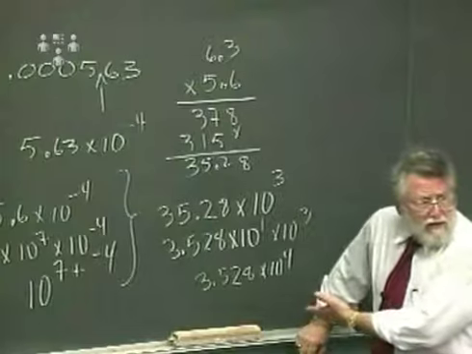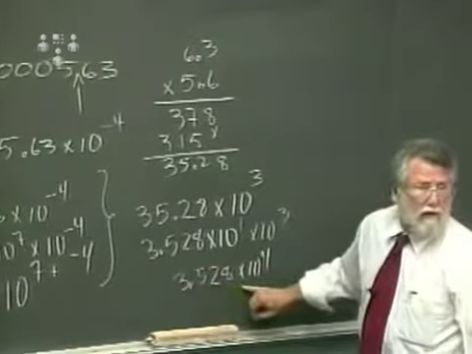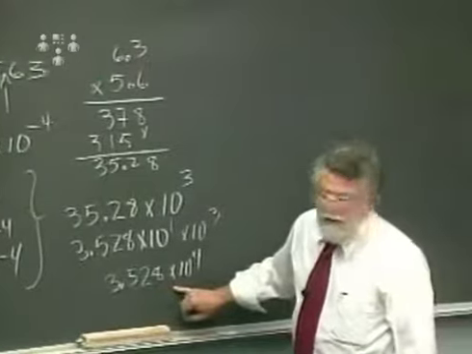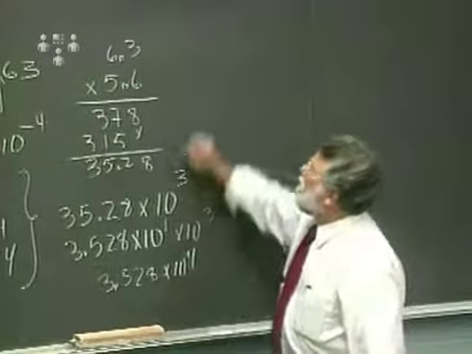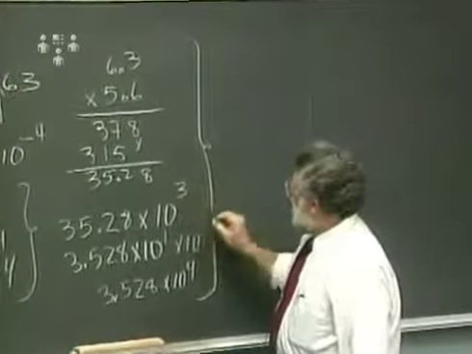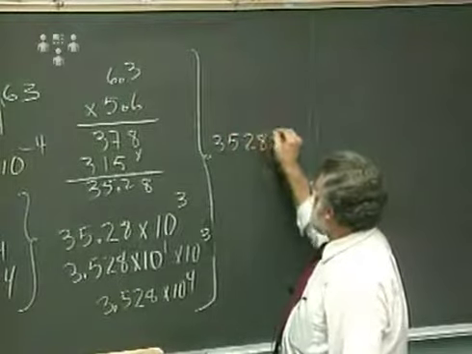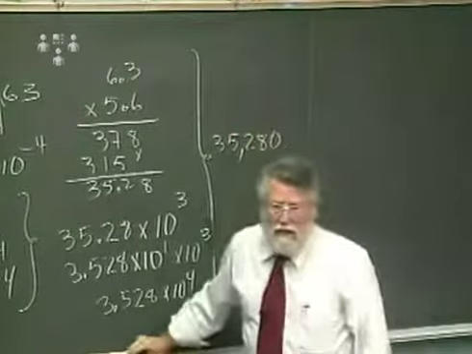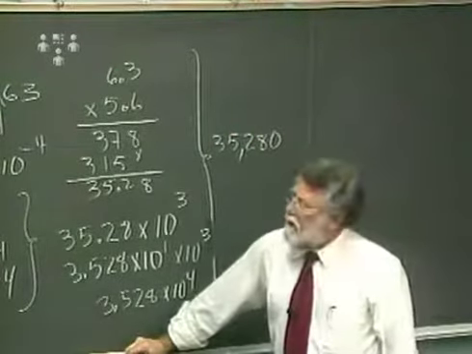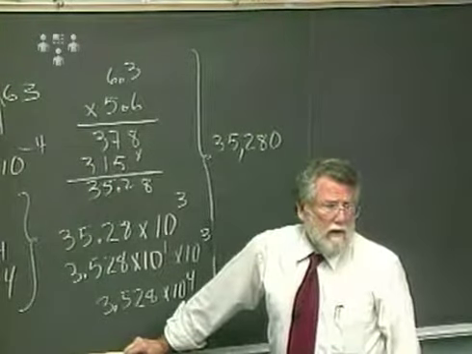If you want it in positional or standard form, the decimal's going to go over 4 places. And so all this becomes 35280, which was, strictly speaking, an estimate because I did what? I rounded off before I started.